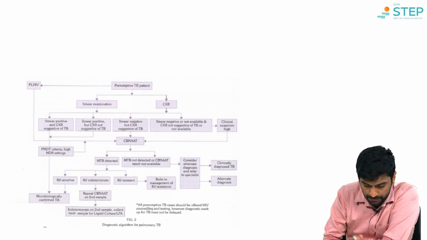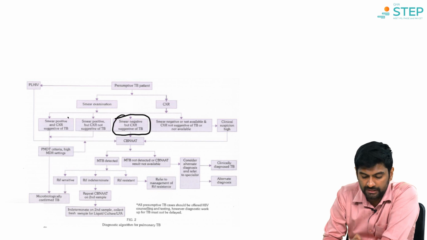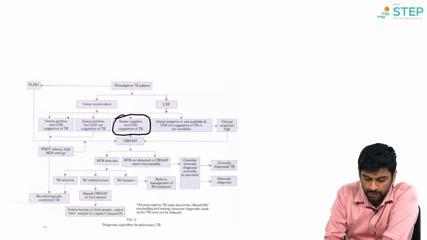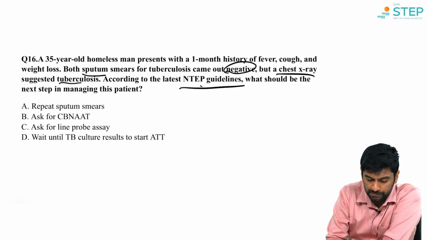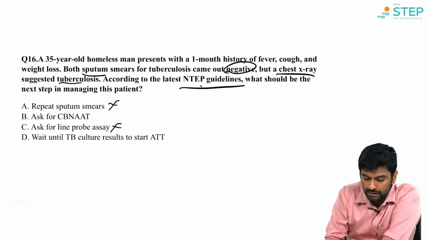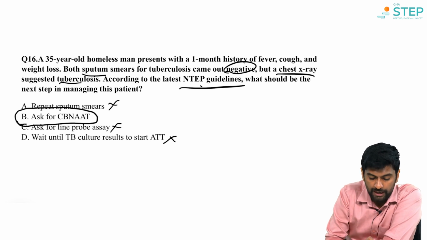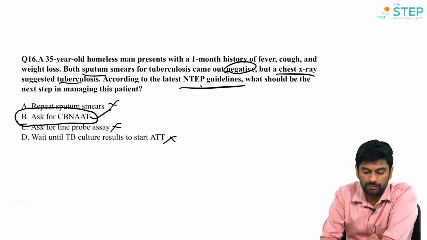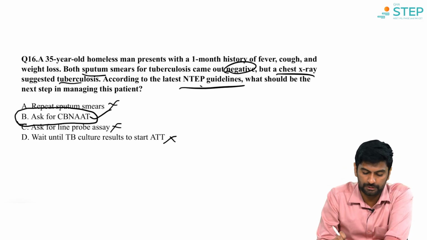So when we just check here, among all of these options, we can say that the smear is negative, but chest x-ray is suggestive of tuberculosis. So the next logical step would be to go in for CBNAT. Because the option here is not to repeat sputum smears, no line probe assay, don't wait for the TB cultures, it's going to take a lot of time, and the gold standard would be to ask for cartridge-based nucleic acid amplification test, which is a CBNAT.